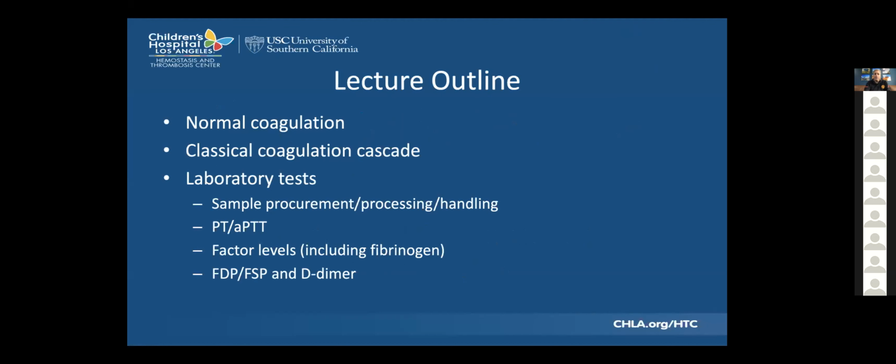So just briefly, normal coagulation, the classical coagulation cascade, because Michelle did a very nice introduction there, so I'm not going to belabor the point. Then we'll get into the main part of mine, which is about laboratory tests. Specifically, I'm going to focus on the PT, the APTT or PTT, and factor levels, including fibrinogen. And then briefly at the end, a little about fibrin degradation products, fibrin split products, whichever way you prefer to call it, and D-dimer.